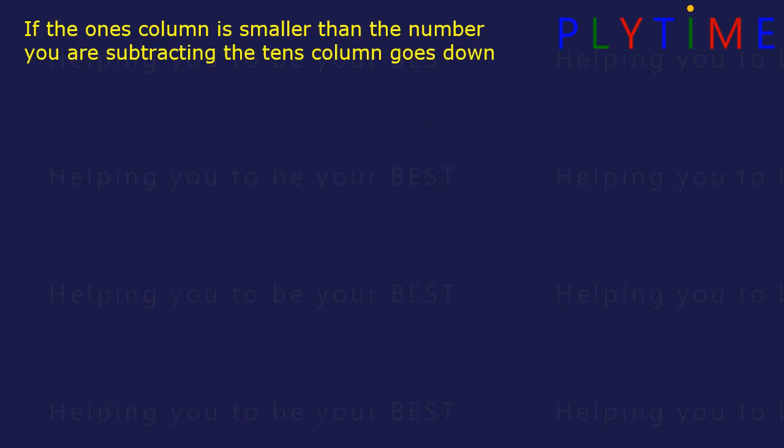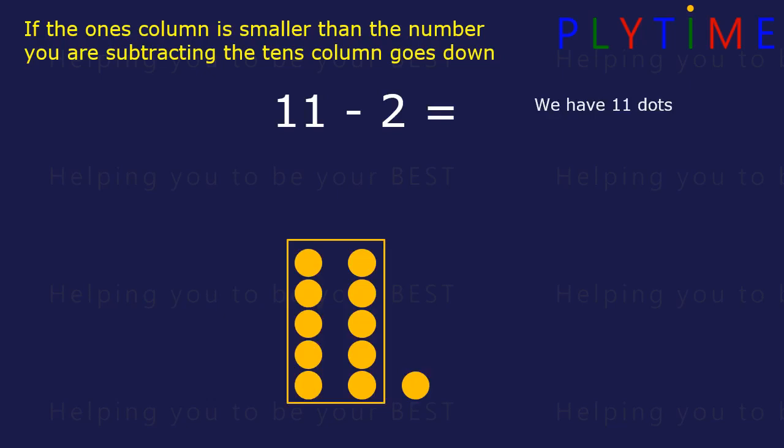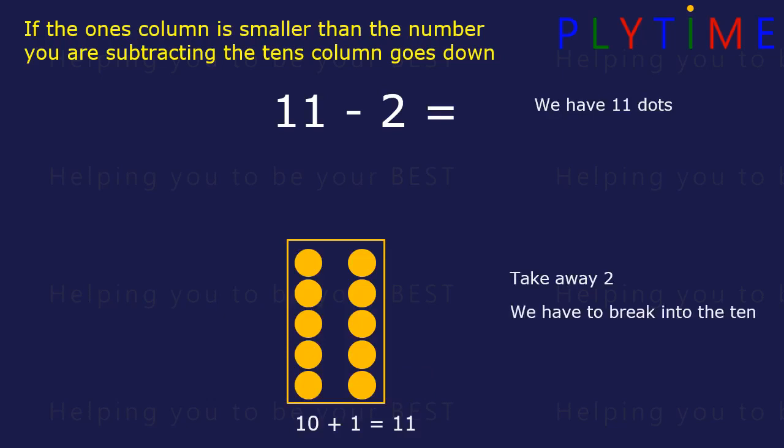If the ones column is smaller than the number you're subtracting, the tens column goes down. 11 minus 2. We can have 11 dots, 11 is the same as 10 plus another 1. If we take away 2, take away 1, and we have to break into the tens to take away another 1, we're left with 9.